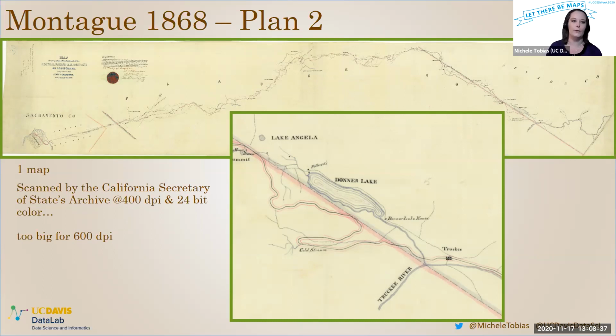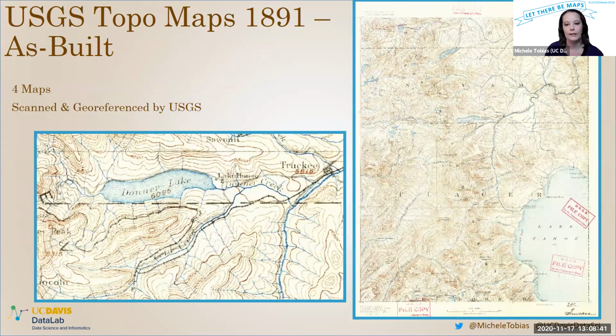And then for the final time point, we used USGS topo maps from 1891. We're considering this the as-built. This is where the railroad got built in its final position and then mapped by the USGS. Fortunately, these maps were already scanned and georeferenced by the USGS, so we went ahead and used that as is. We didn't have to do any georeferencing.